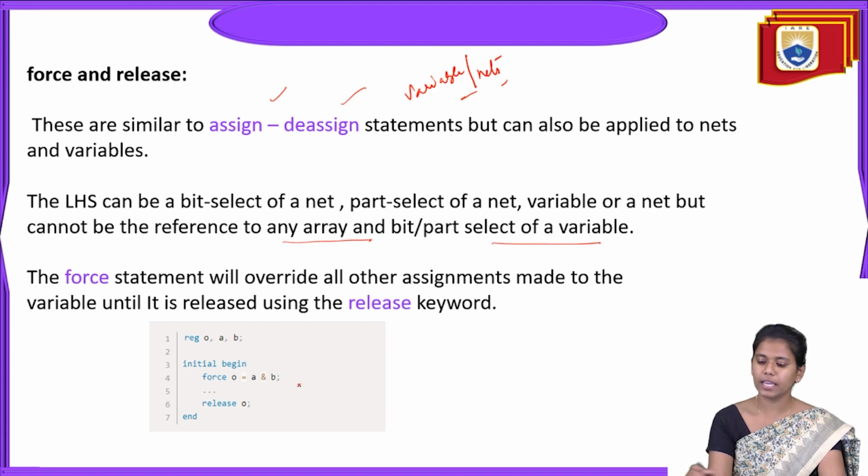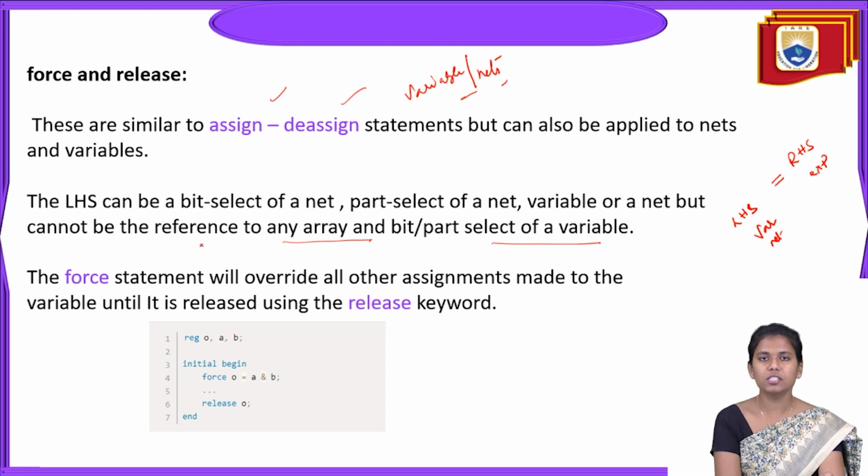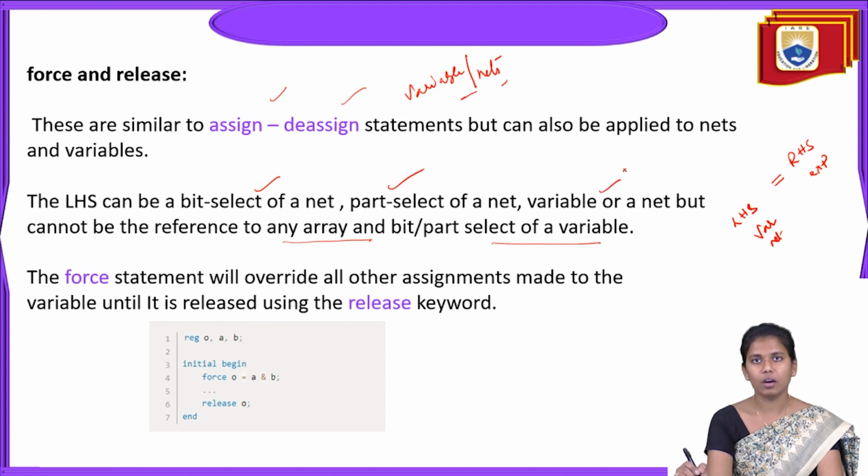So what is it saying? On the RHS, my expression follows. On the LHS, I have my variables and nets, isn't it? So when it comes to force and release, I am saying that my LHS can be a part select of a net, a bit select of a net, and a variable or a net.